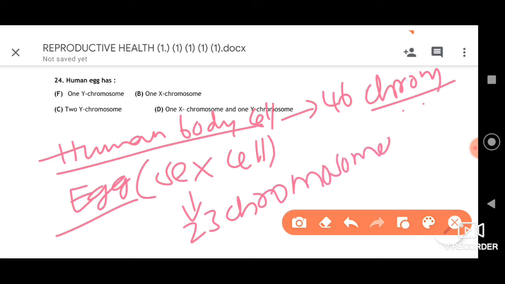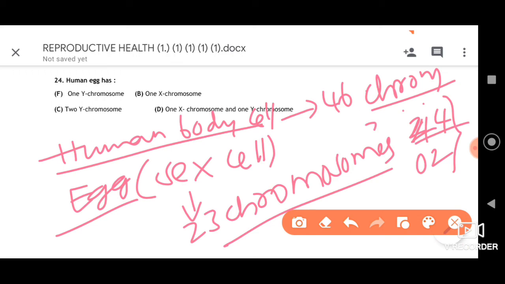And when 23 chromosomes are present, already we know that out of 46 chromosomes, 44 are autosomes and the allosomes, or sex chromosomes, would be 2. So now out of this, 22 will be autosomes and 1 will be an allosome present in the egg.